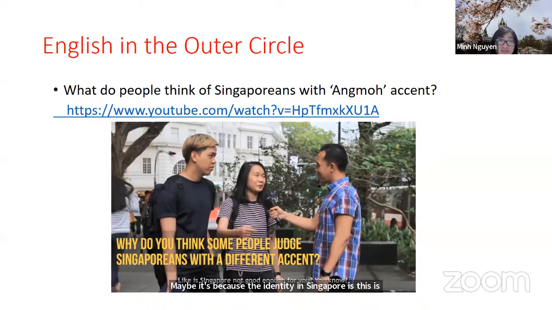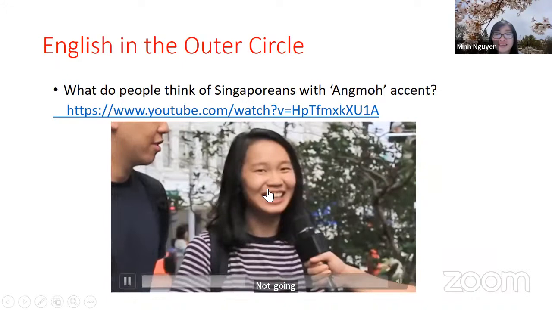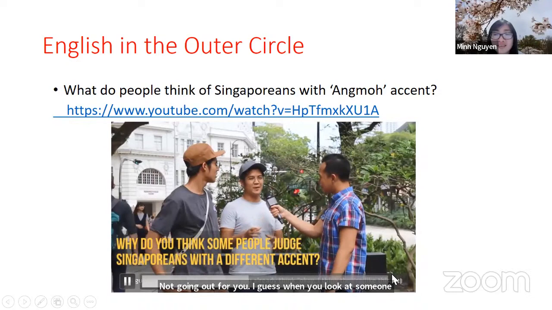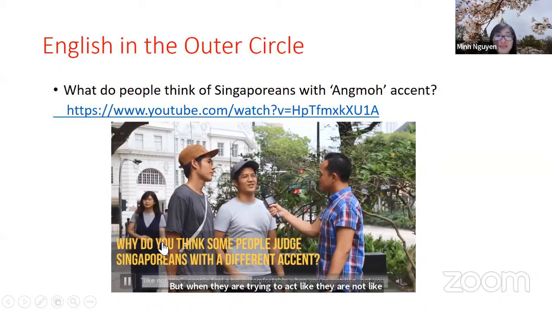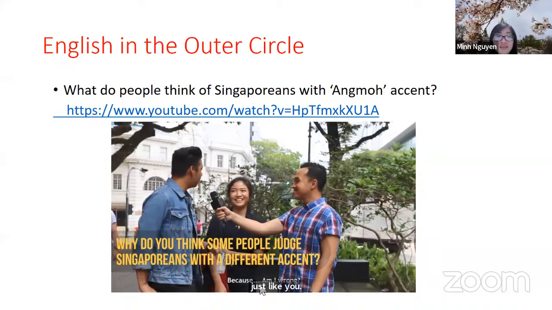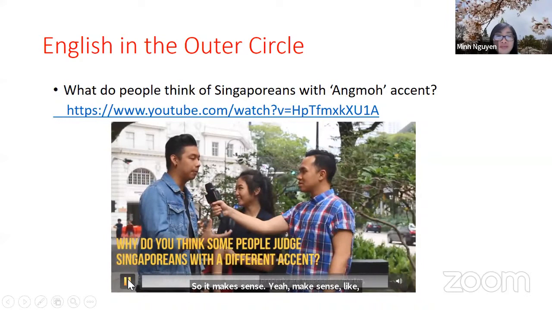It's the one and only Desiree. I guess when you look at someone, you really think, okay, I think they are like this. But when they are trying to act like they are not like this, people feel a bit uncomfortable when you're just not you. It makes them feel inferior, I guess. Am I wrong? No, it makes sense. People who speak properly are supposedly smarter, that kind of thing. So people don't really like it.